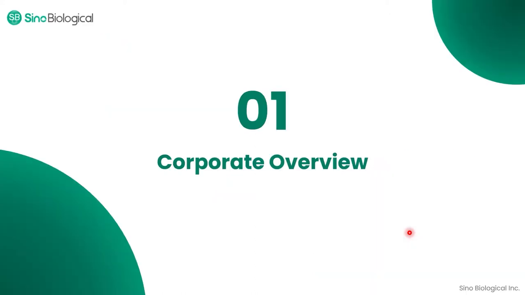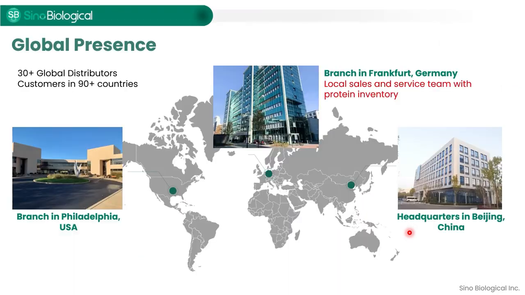In the first part, I would like to give you a quick overview of our company. Sino Biological was founded in 2007, and our headquarters is in Beijing, China, where all the manufacturing facilities are located. Sino Biological has established two subsidiaries in the United States and Europe, respectively. As the only official daughter company in Europe, we sit in Frankfurt with our local sales and service team, as well as our protein inventory.